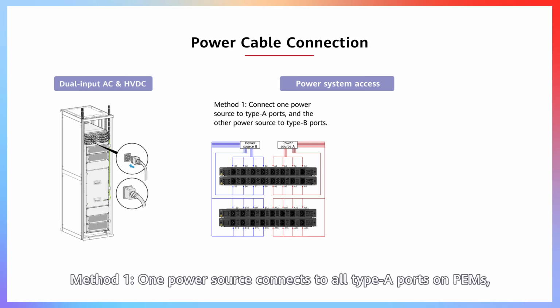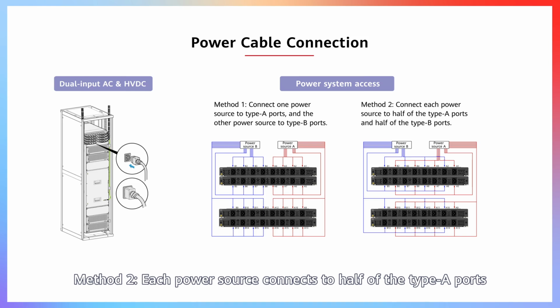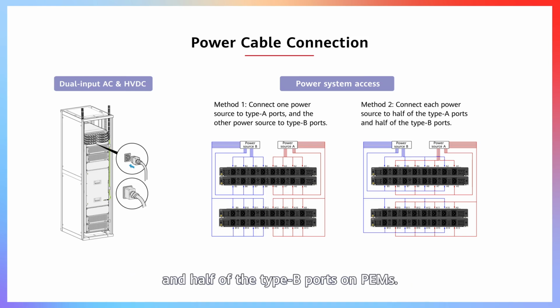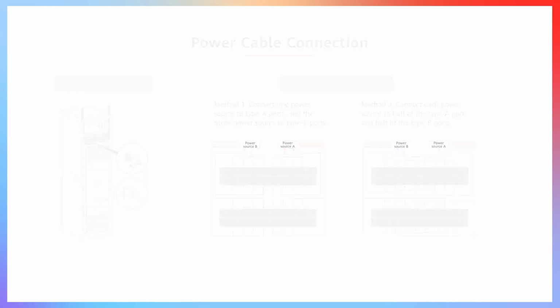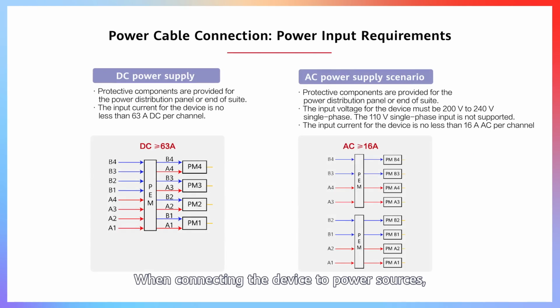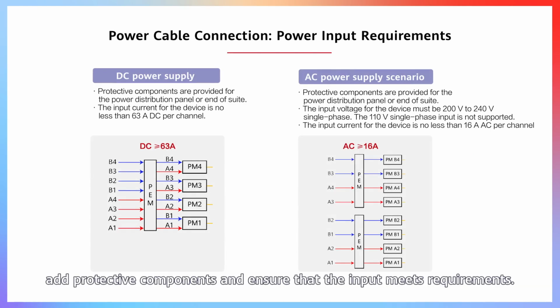Method 1. One power source connects to all Type A ports on PEMs, and the other power source connects to all Type B ports on PEMs. Method 2. Each power source connects to half of the Type A ports and half of the Type B ports on PEMs. When connecting the device to power sources, add protective components and ensure that the input meets requirements.